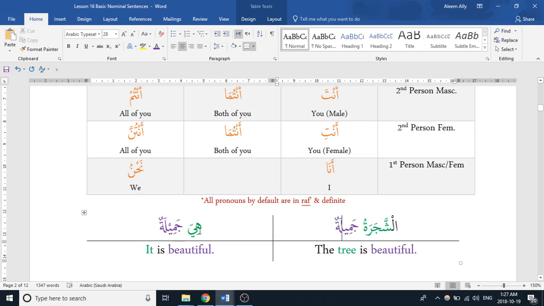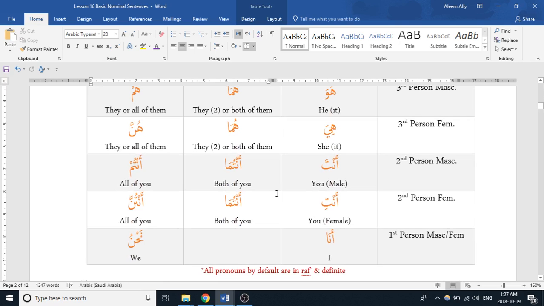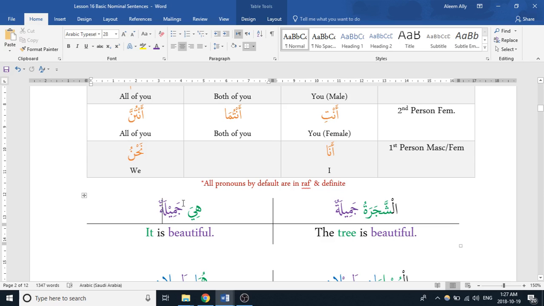So we look over to here, and we still want to talk about this tree, and with a pronoun, it would become hiya jamilatun. So it is beautiful, right? In this case, we know that hiya is definite because it's a pronoun. It was from our list, and we know the khabar jamilatun is indefinite because of the sign of tanween on the end. Once again, the mubtada and the khabar have to match in gender. So they're both feminine. This has a ta marbuta on the end, which is a sign of femininity. And this is hiya, which is singular, third person feminine. And they both have to match in number. We know they're both singular. They have none of the signs.